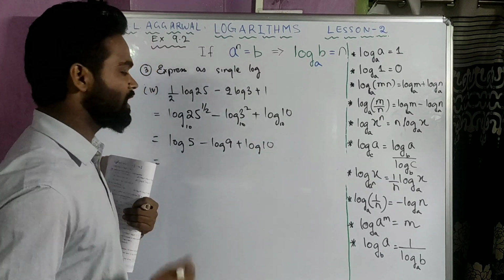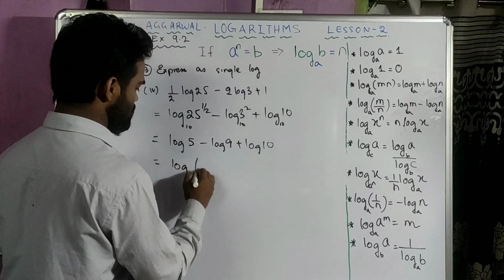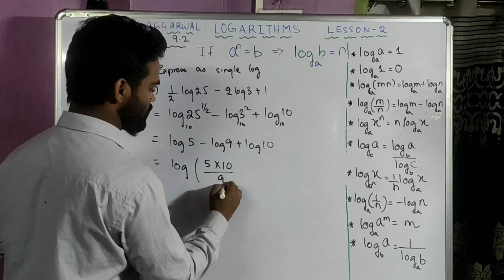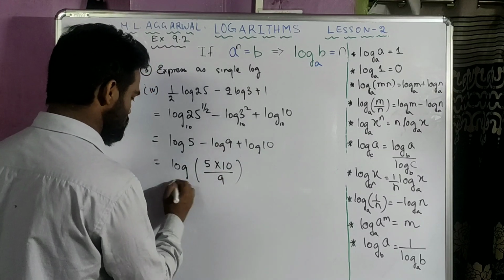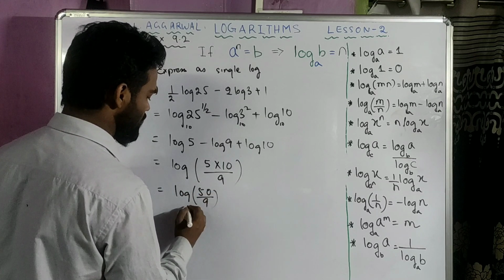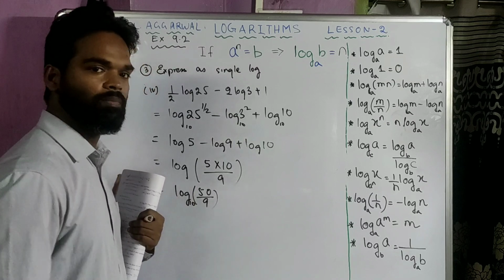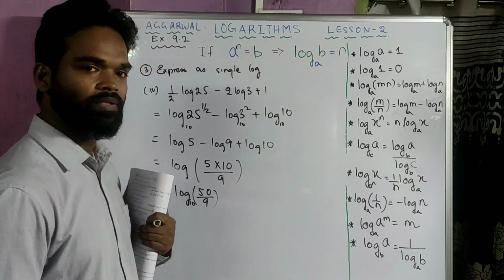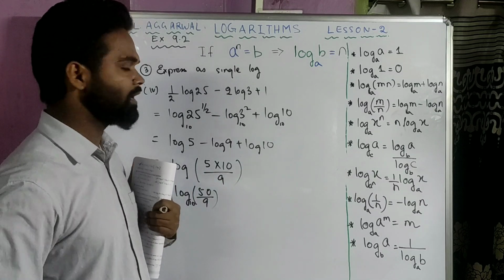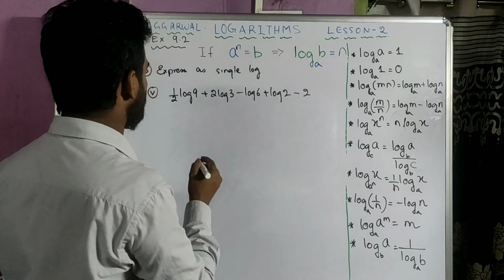Now in one step we can write in a single log. See, 5 into 10 because they are added. And this is subtracted, so it will be divided. Okay. So this is log 50 by 9 base 10. And that will be my answer because we can't simplify this. Okay, we'll keep it till here. Now look at the next sum. Now look at 3 part 5.